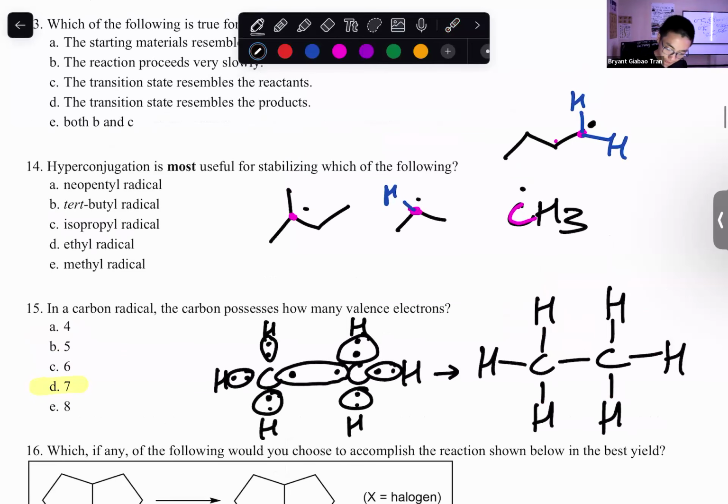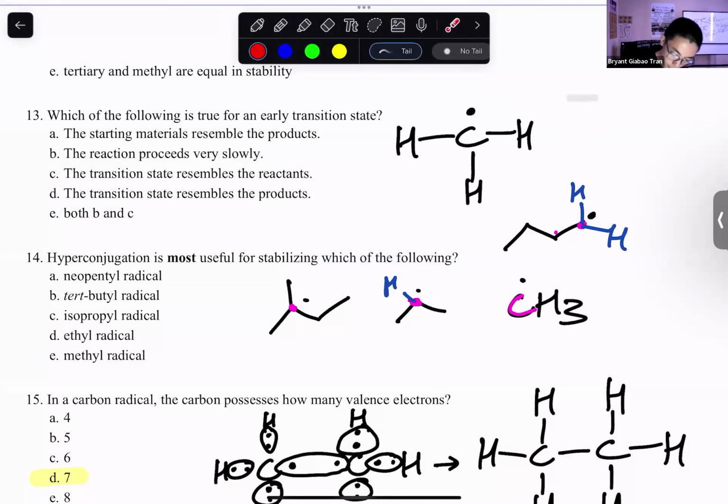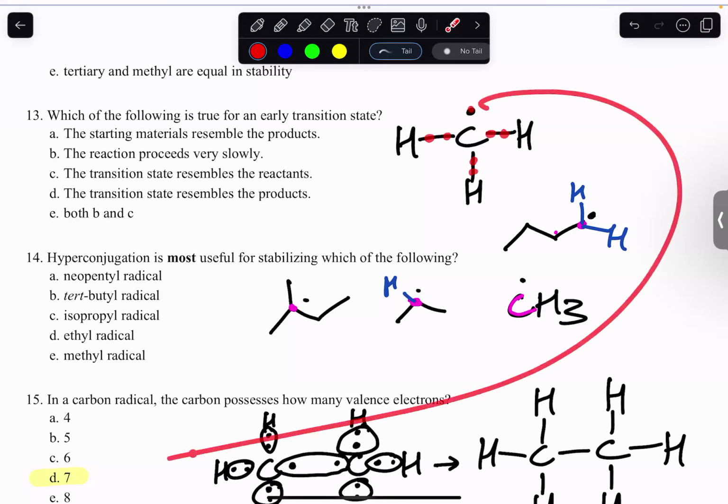But if we draw in a carbon radical, it is going to have 3 bonds and 1 lone electron like that. That's a radical right there, right? And it has 1, 2, 3, 4, 5, 6, 7 electrons at its outermost shell. And that's what we call valence electrons, right? So the answer is going to be 7.